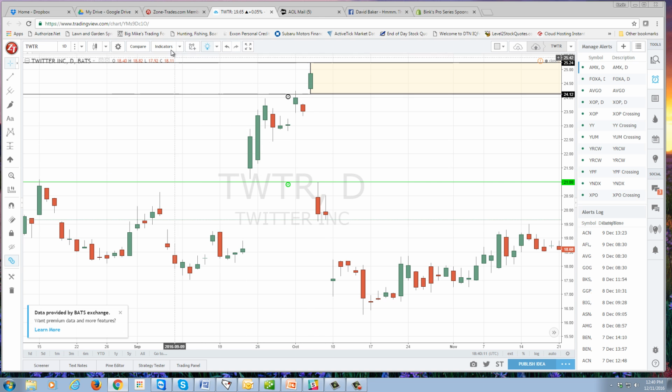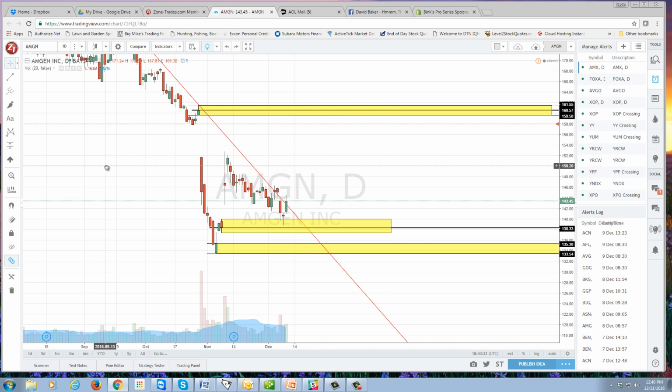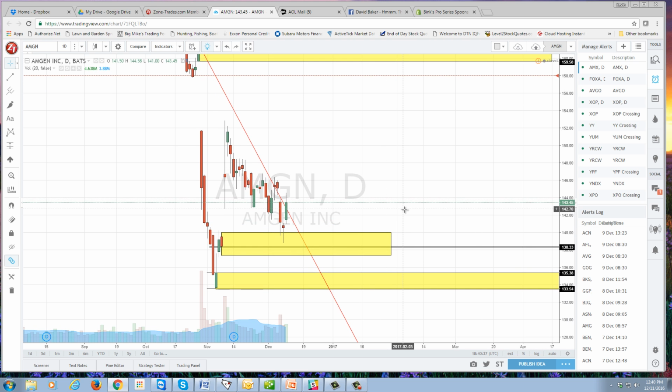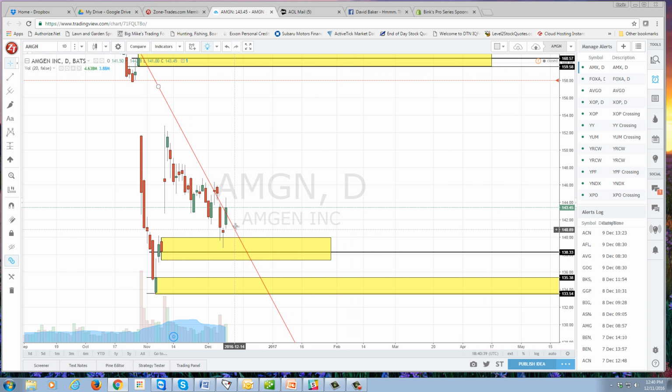And here I'm going to give you an example of one right here. Okay, here's Amgen. We've got Amgen coming out of a demand zone here. And I have a target of about 160, right up here around the 160 level is my target. So I want to give this trade plenty of time to work.